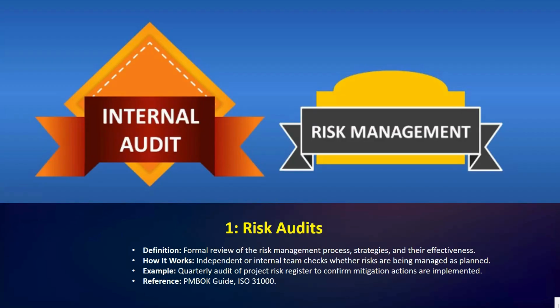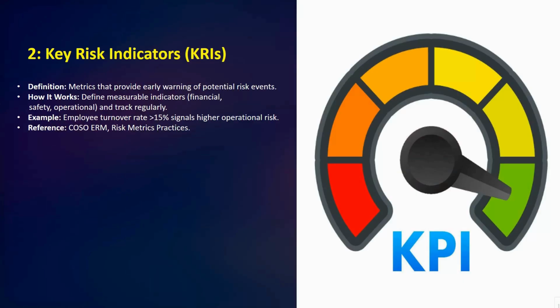Here we have an example: a quarterly audit of the product risk register to confirm mitigation actions are implemented. I have also added references from different books so you can verify. I hope this is clear. Now I'll move on.